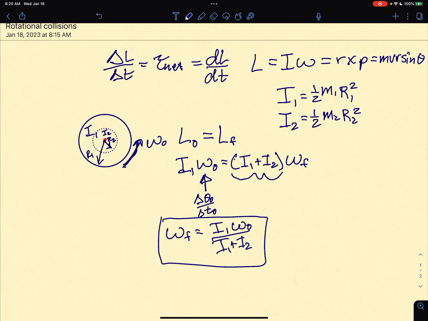So hopefully that will get you going on any problems related to rotational collisions and if you have to do a pivot lab.